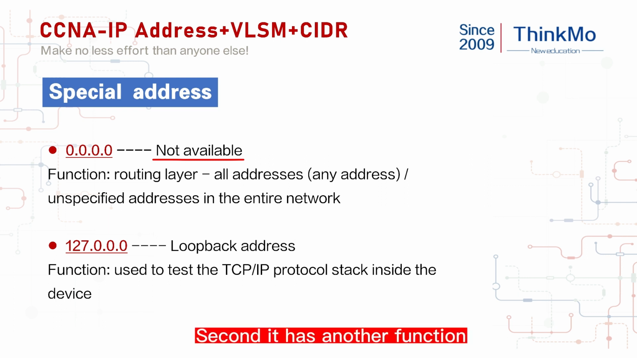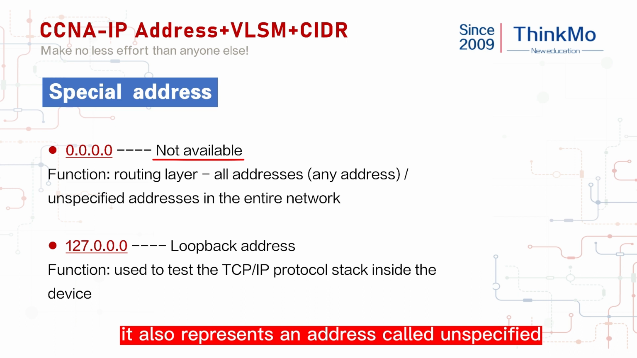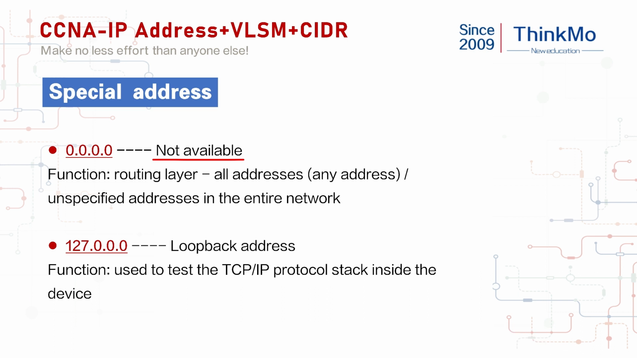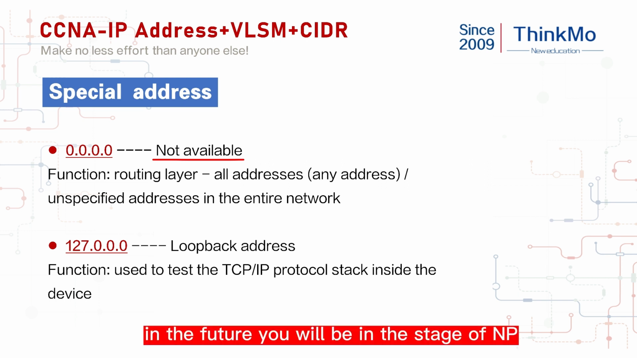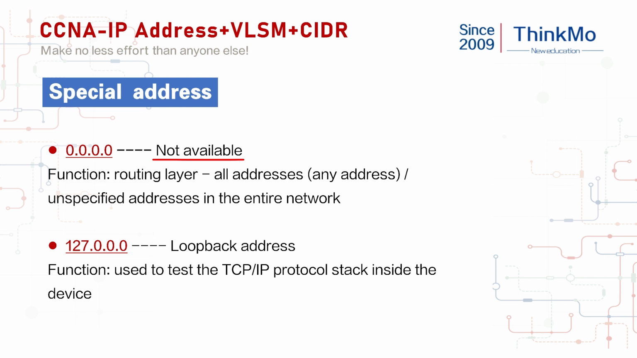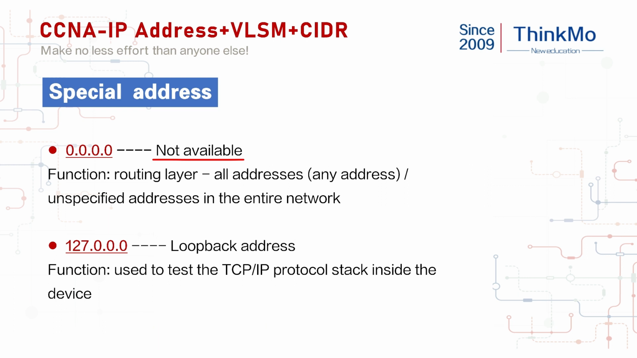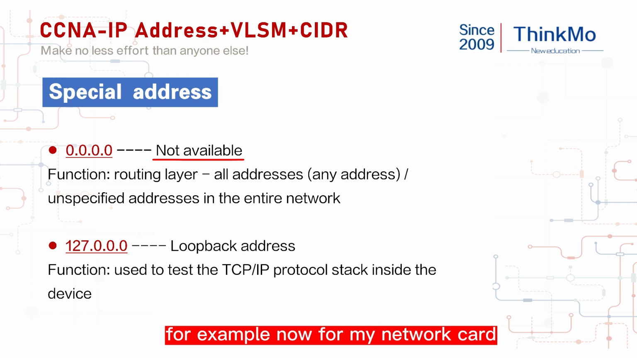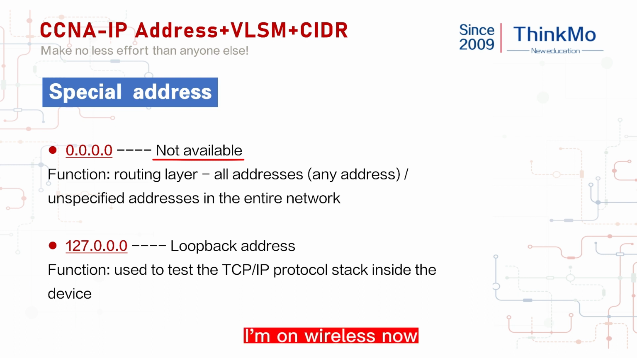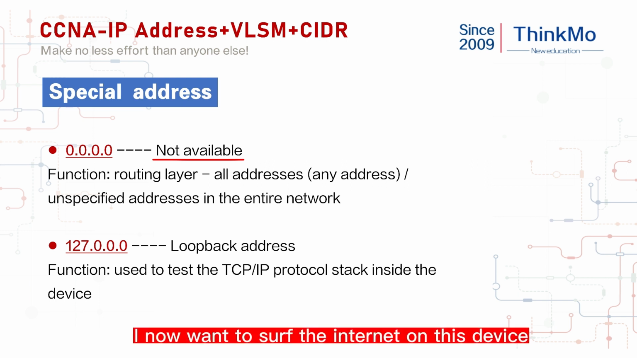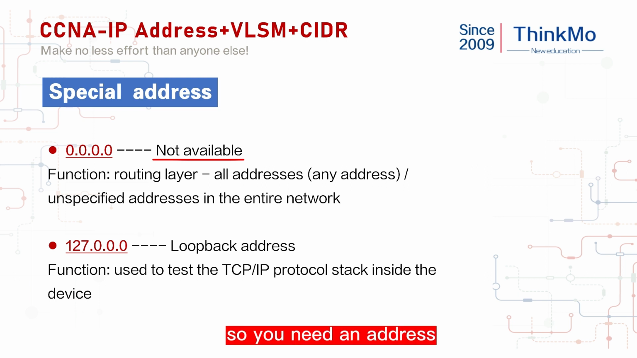Second, it has another function. It also represents an address called unspecified. I'll just tell you this, because we can't get in touch with it now. In the future, at the NP stage, you will learn a protocol, DHCP. We now turn on the equipment and configure IP addresses on the internet. For example, now for my network card, I'm on wireless now. Everyone can see. I now want to surf the internet on this device, so you need an address.